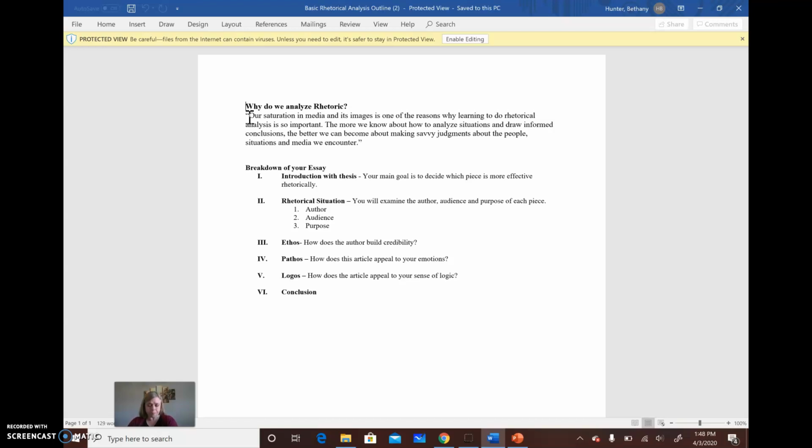So anyway, first things first, with your essay, your main goal is to look at the effectiveness of articles. And really, more than that, you're looking at which article is more effective. So you're going to look at two, and you're going to tell me which one is more effective rhetorically. So when you do that, you're going to basically analyze these things.